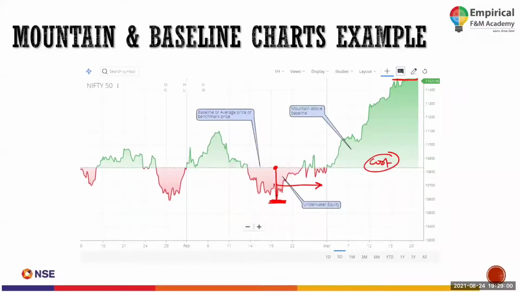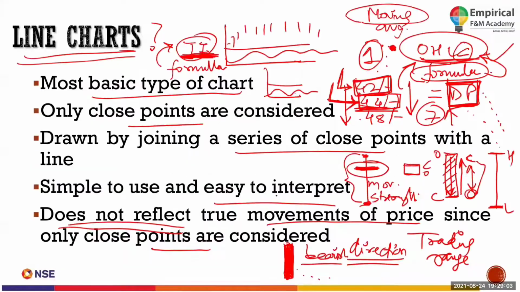This is called the drawdown. This is what a mountain and baseline chart means. So the mountain baseline chart is also done.